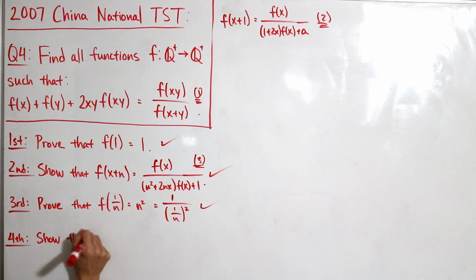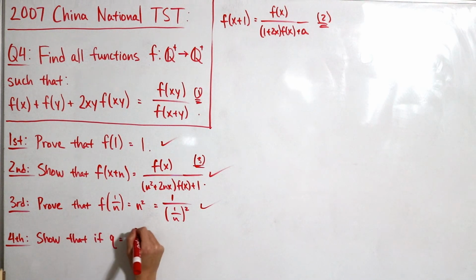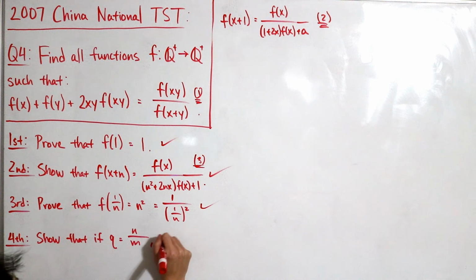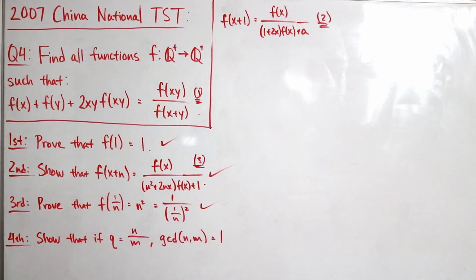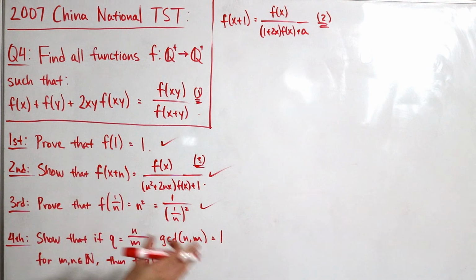So show that if q, which is equal to n divided by m, with the greatest common divisor GCD of n and m, or m and n, whichever you want to put it, equals 1. That's a way of giving us the condition that this rational function is irreducible. It's also dealing with positive rational numbers, so we can also say that m and n are natural numbers. Then f of q is equal to 1 divided by q squared indeed.